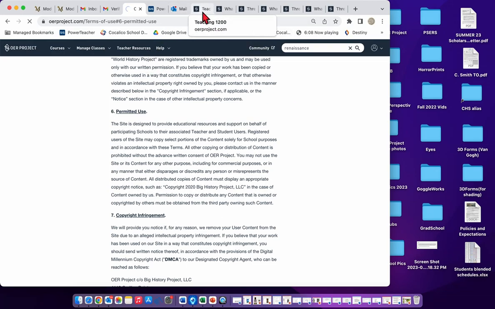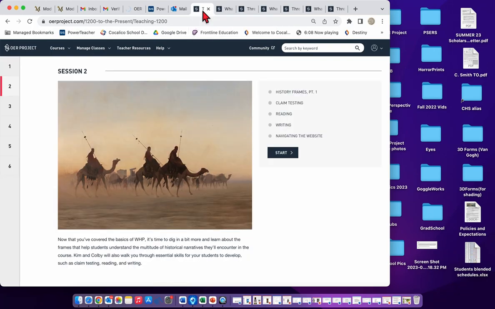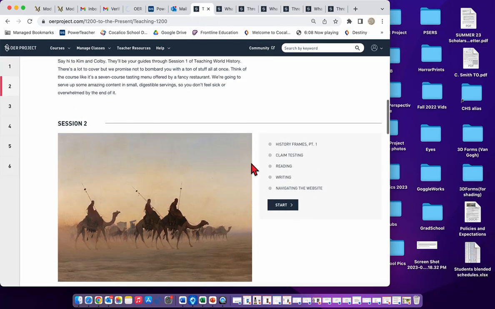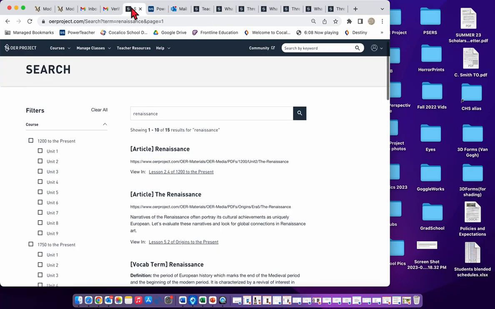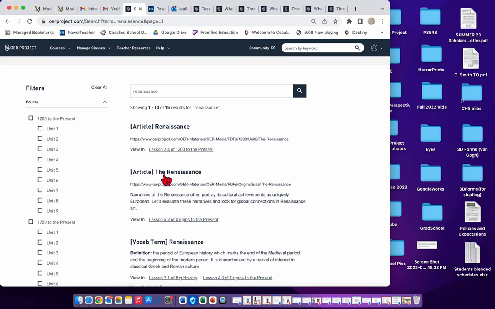And of course, this would happen. It's not loading. Luckily, I already have this stuff loaded up over here. So, yes, here we go. First one, Renaissance, lesson 2.4 of 1200 to the present.